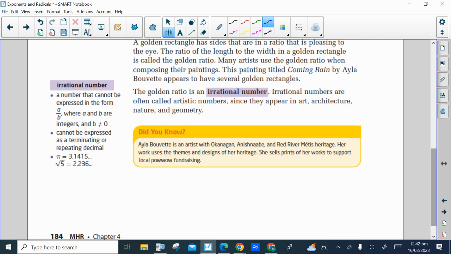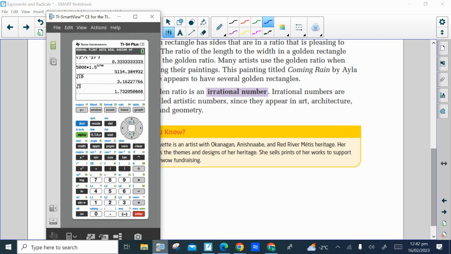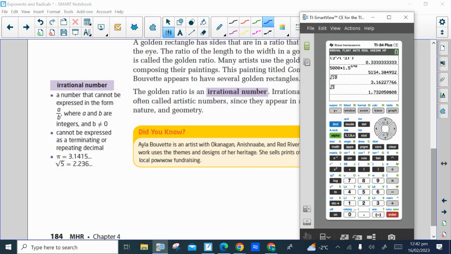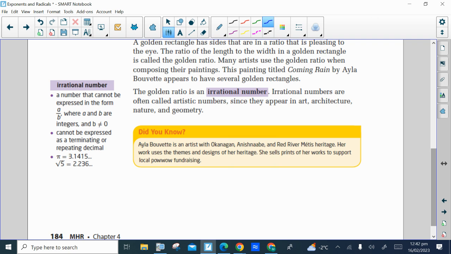Remember, an irrational number is a number that cannot be expressed in the form a over b. It cannot be expressed as a fraction. It also cannot be expressed as a terminating or repeating decimal. So a special irrational number is the number pi. And again, you can see what that looks like in the calculator. It's approximately 3.14, but there's more decimals after that. And again, it never stops with the decimals, and it never repeats. As well, the square root of a number that's not a perfect square always gives us an irrational number. Okay?